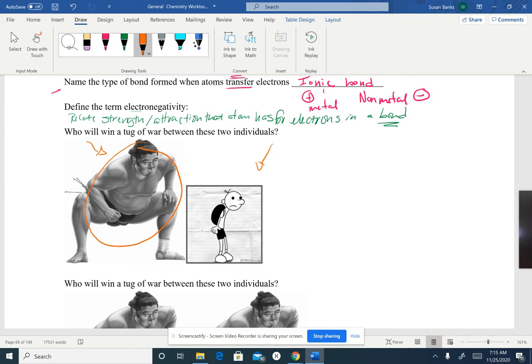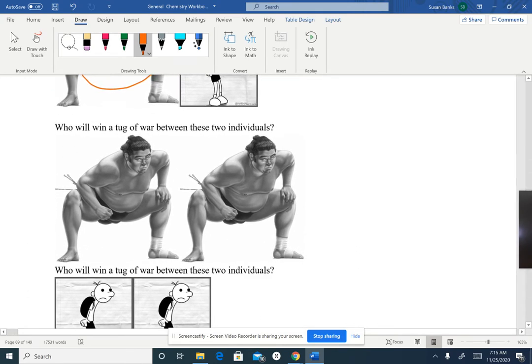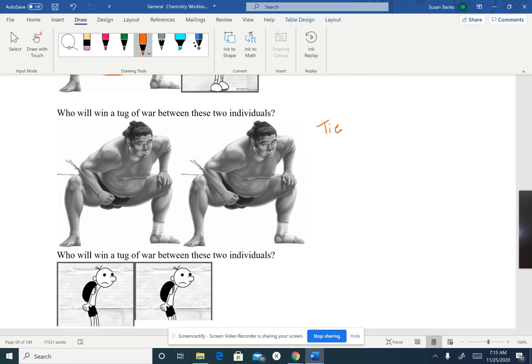Okay, let's do another scenario. If I have two sumo wrestlers that are equal size and equal strength, who's going to win in a tug of war between those two? Hopefully you came up with no one's really going to win. It's going to be a tie, right? They're going to share that rope equally. Or in this case, we're talking about electrons. They're sharing those electrons equally.